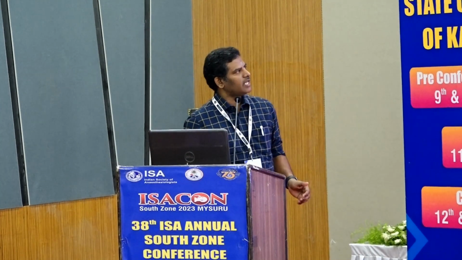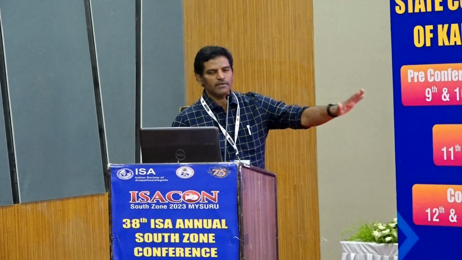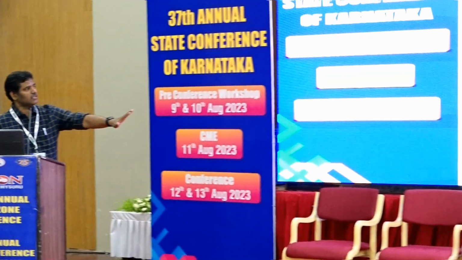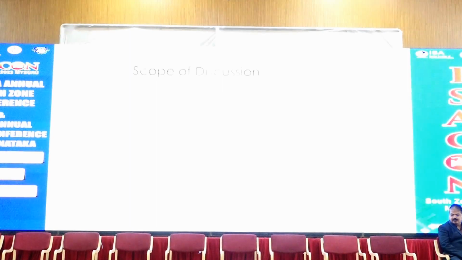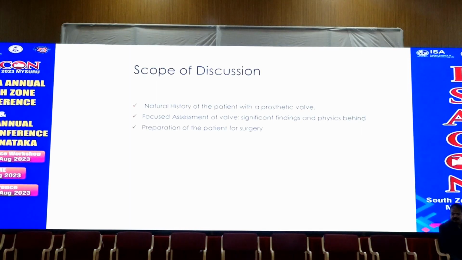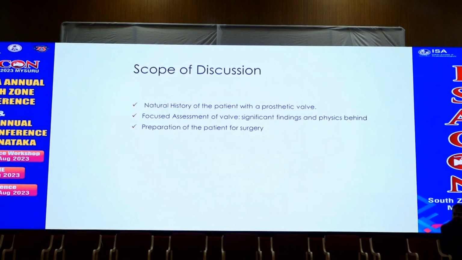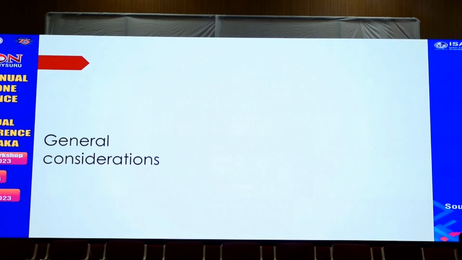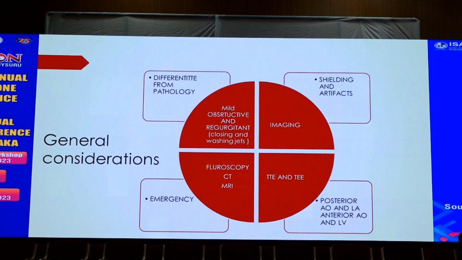So our topic is basically the primary pathology is prosthetic heart valve, and along with that we are going to discuss about the incidental surgery. The spectrum is very wide. So what I am going to do is discuss the natural history of the patient with the prosthetic heart valve, and then the focused assessment of the valve and the physics behind that, and the preparation of the patient. So before that, there are some caveats which I want to tell about the prosthetic heart valve.